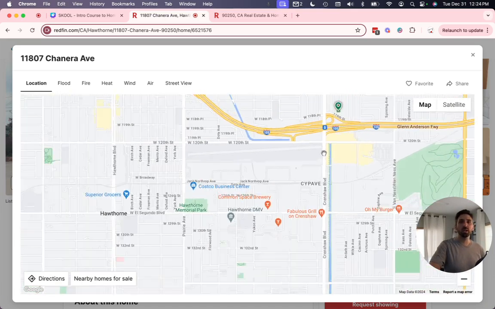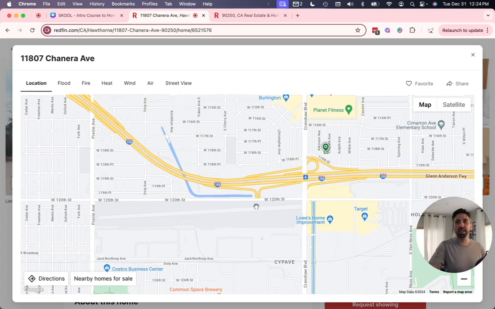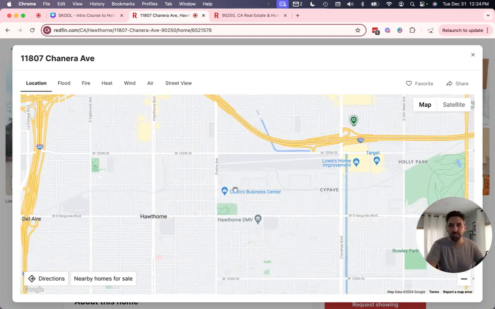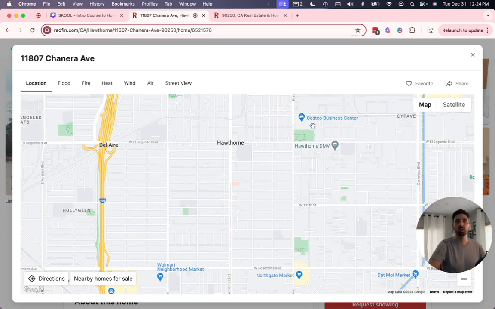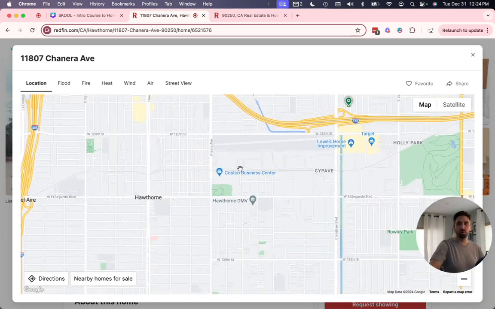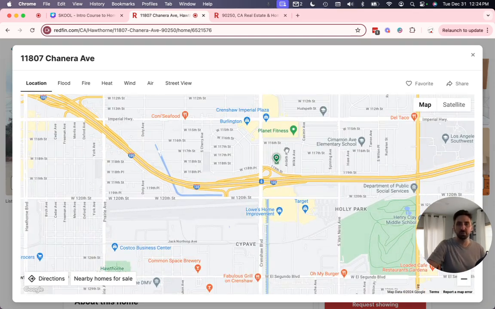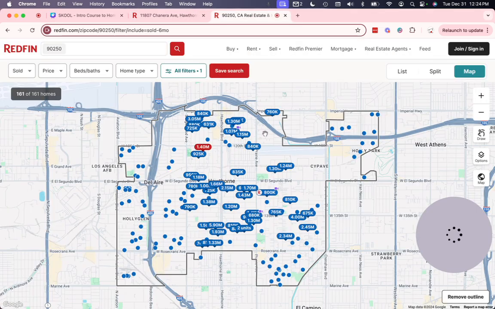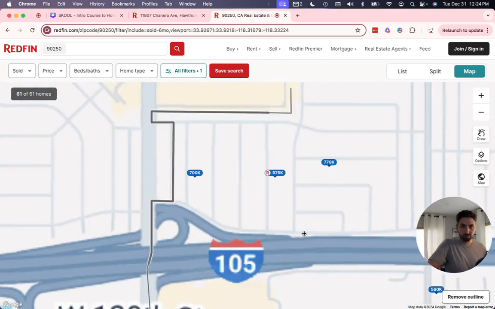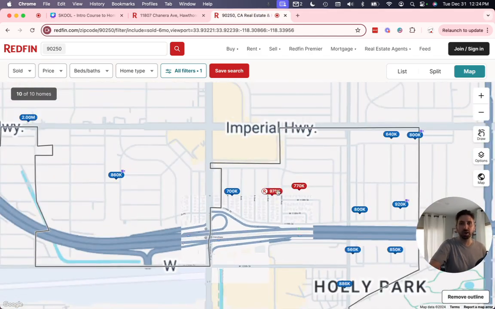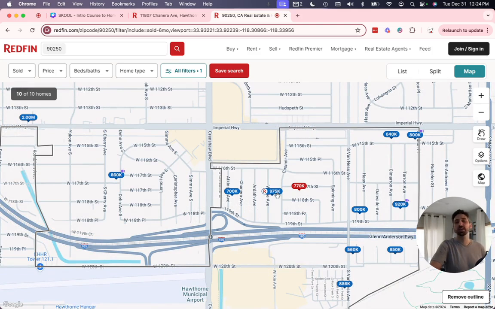Okay. So we need to figure out, we can't really compare it to other sales that are over here, certainly not this part of Hawthorne, which is away from the airport as well. We really need to find properties that were sold in Hawthorne, north of the 105, in this little area that are probably south of Imperial Highway. In order to do that, we need to focus our search right over here.